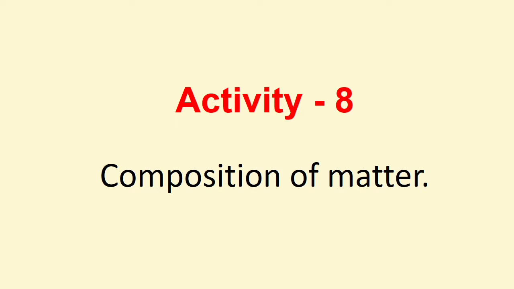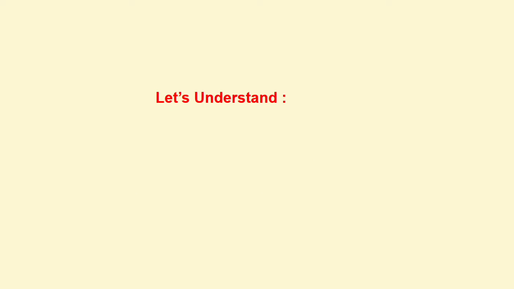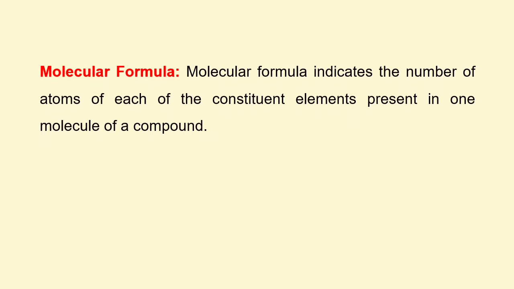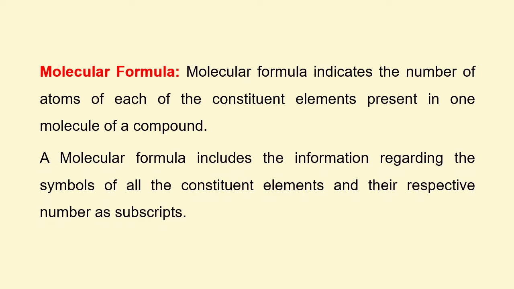Activity 8 is based on composition of matter. Let's understand molecular formula and valency. What is molecular formula? Molecular formula indicates the number of atoms of each of the constituent elements present in one molecule of a compound. A molecular formula includes the information regarding the symbols of all the constituent elements and their respective numbers as subscripts.